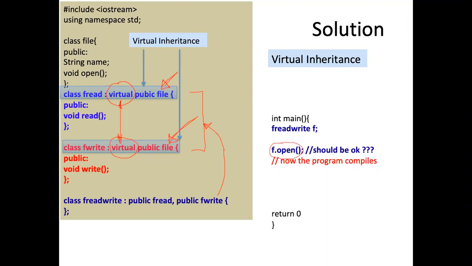ठीक है? Right? Why is it working now? The reason for that is that I have added this keyword virtual here. And what is this virtual telling me? Virtual ये कह रहा है कि if I write this keyword virtual, let's say हमने ये discuss किया था कि दो paths से of reaching the open function, ठीक है? One is via fread, the other one is via fwrite. Diamond problem में यही होता है कि आपके पास दो paths हैं.